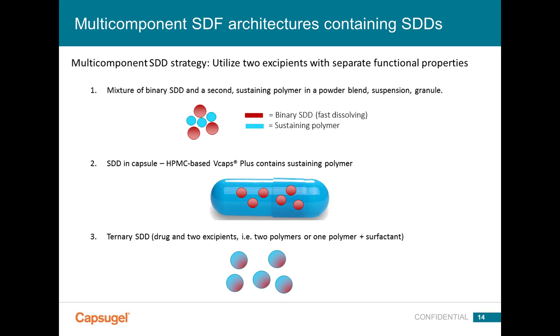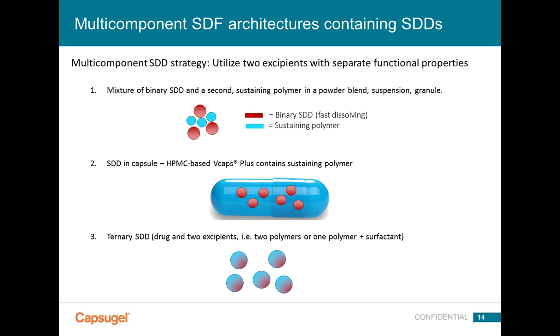Here's what a multi-component SDD system can look like. Here we're specifically addressing the problem where we need to balance fast dissolution rate with good sustainment. There are three basic architectures that we can use to incorporate a third component into our system. The first architecture is the simple one. We take a binary SDD, which dissolves quickly, and pair it with a sustaining polymer, simply blending the two together. This can be formulated into any standard solid dosage form, such as a tablet or a capsule.